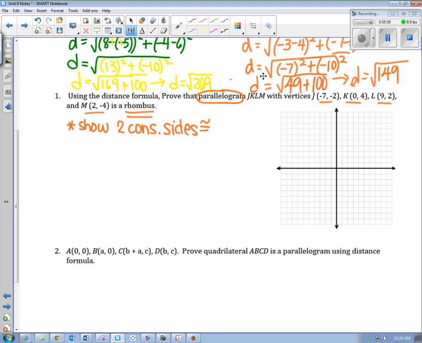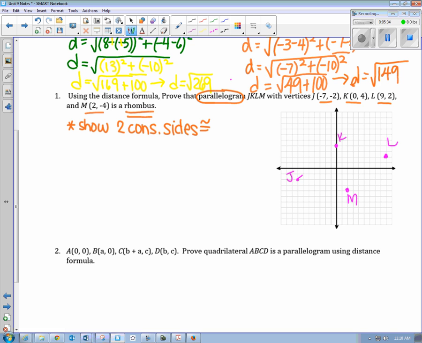So I have -7, -2. So here's where that point is, and I'm going to label that J. And then I have K, which is 0, 4. L, 9, 2. And then M is 2, -4.